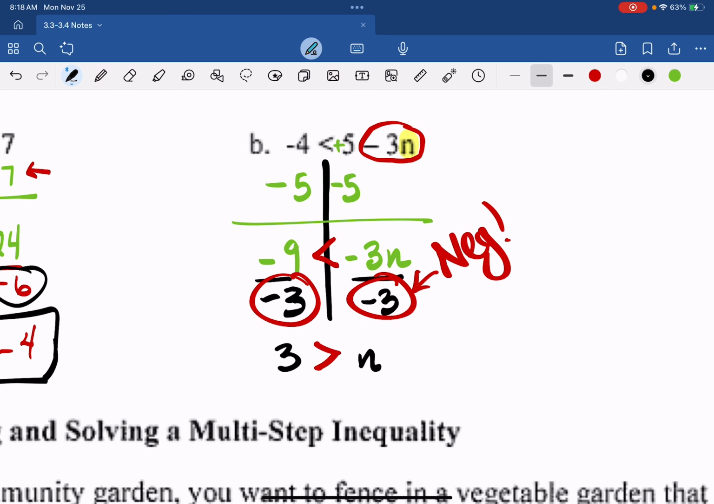However, I always need to make sure I write this in the correct order. My n is last, so I need to write it so my n comes first. Then I have my 3. If I look at this problem, my alligator is eating the 3, so we need to keep it that way over here. So we're going to write it so that it's eating the 3. And there's my inequality.